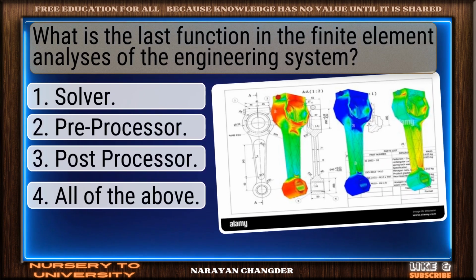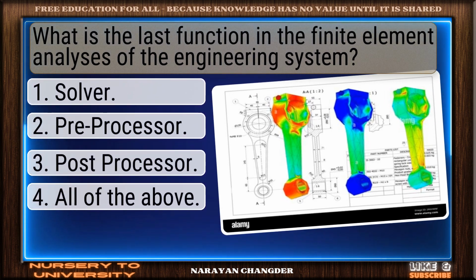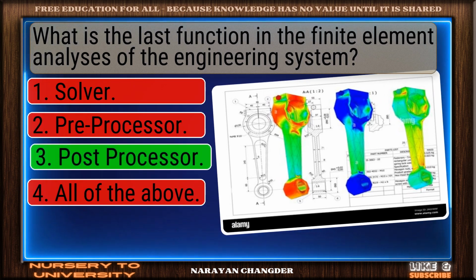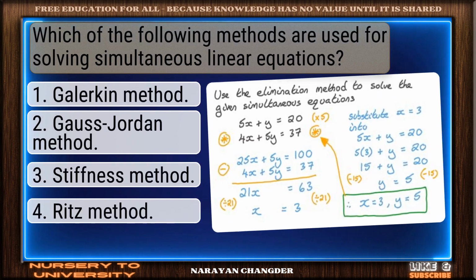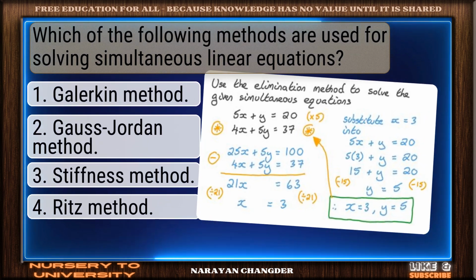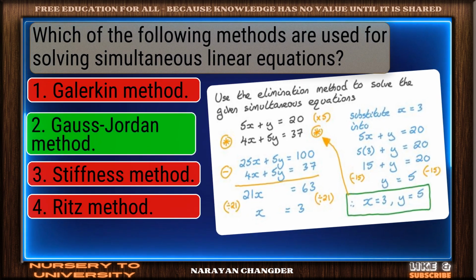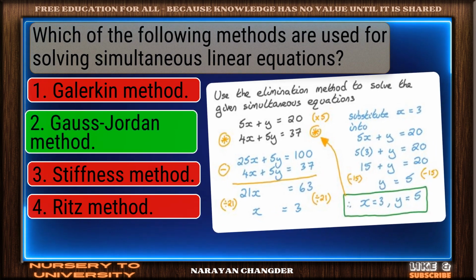What is the last function in the finite element analysis of an engineering system? Sharp thinking. Post-processor is the right choice. Which of the following methods are used for solving simultaneous linear equations? Smart move. Gauss-Jordan method is an accurate answer.